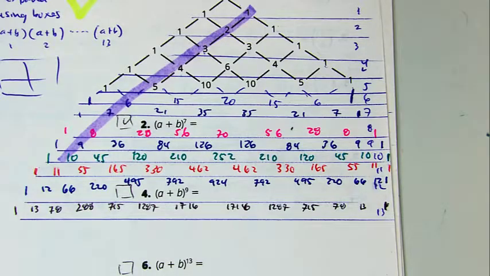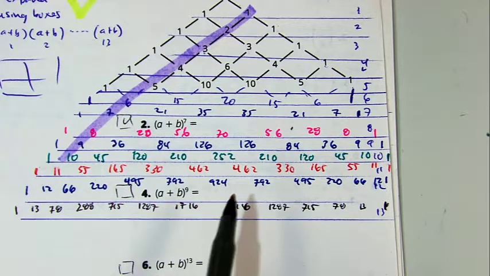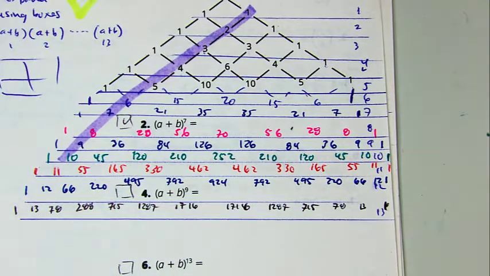Question number 6 tells us to expand a plus b to the 13th power. I really don't want to do FOIL or multiplying boxes a bunch of times, so we have Pascal's triangle. How do you use Pascal's triangle?